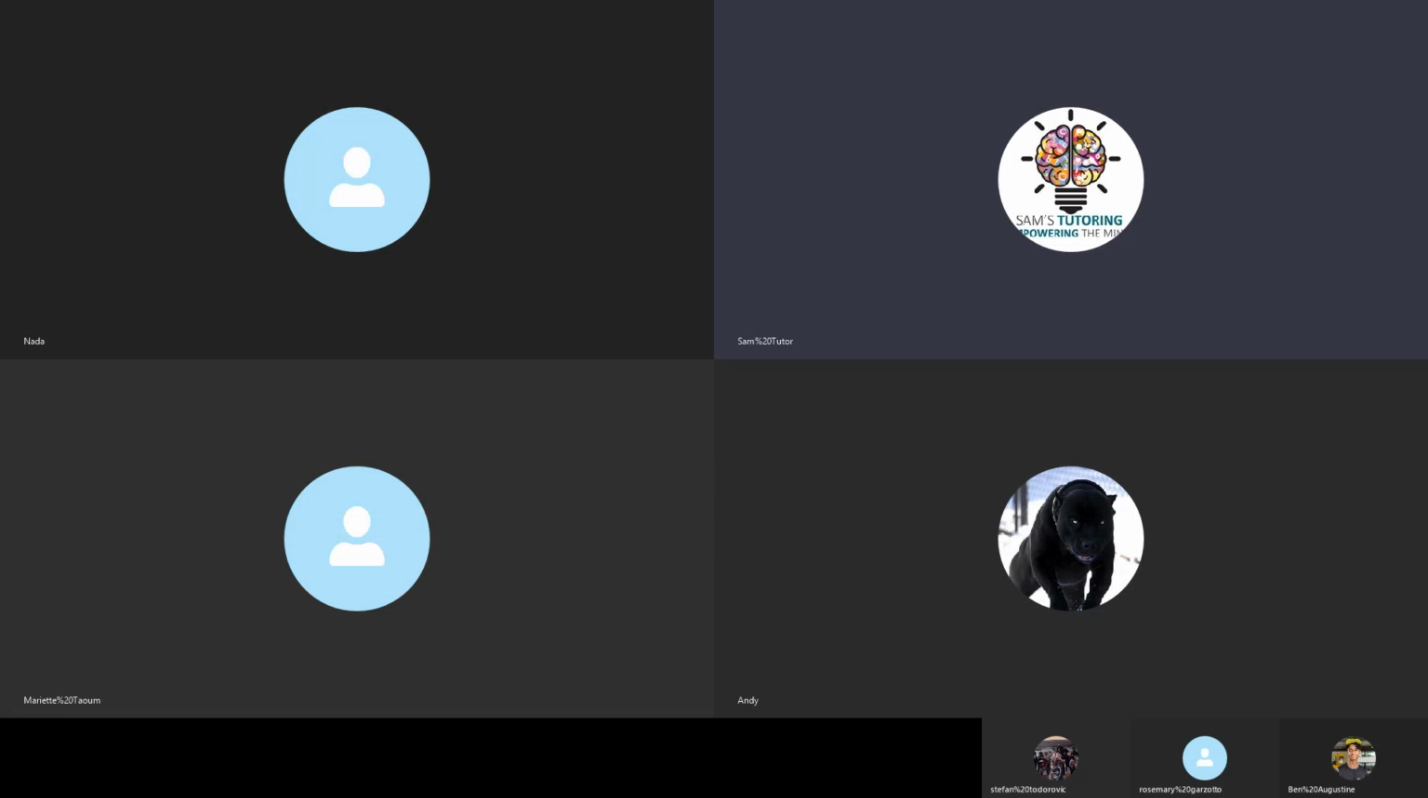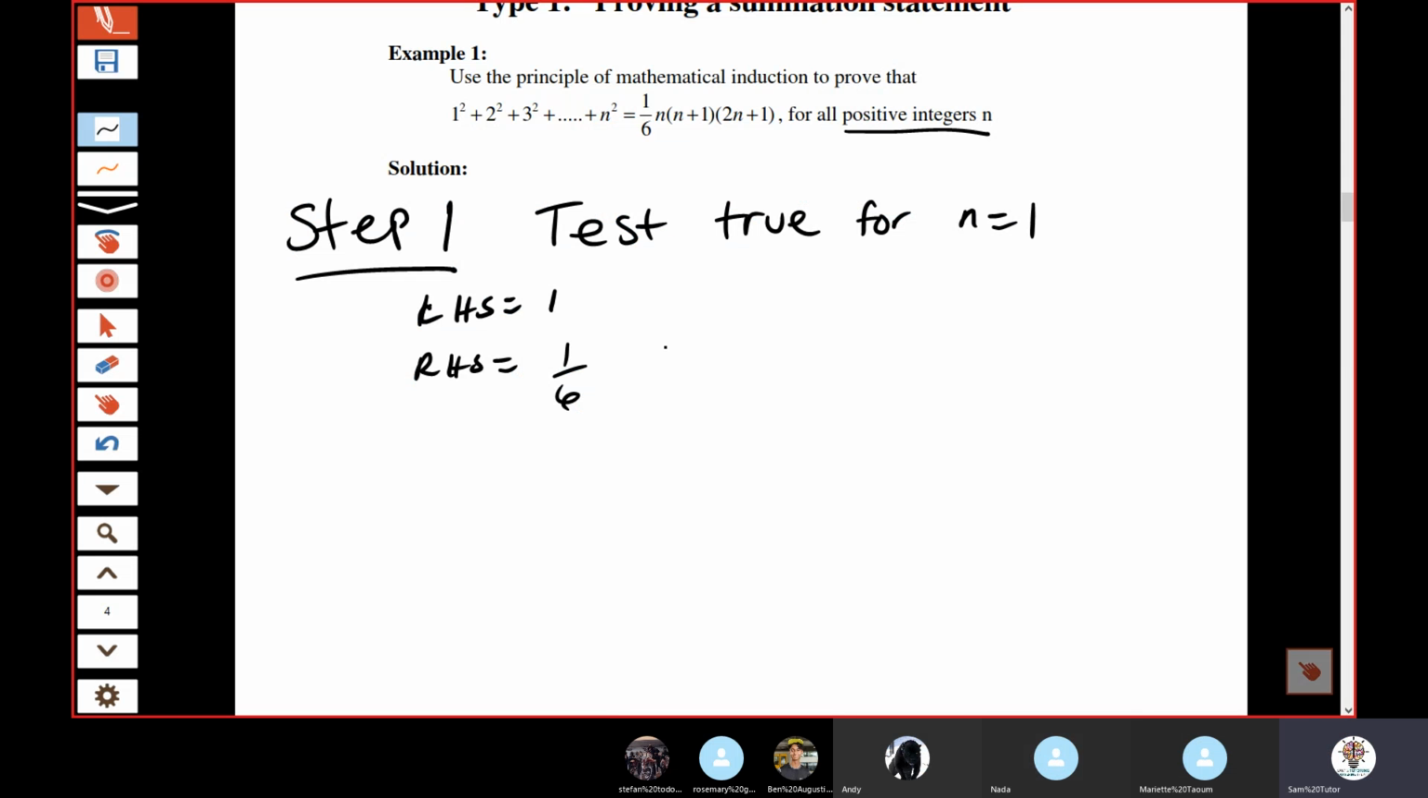Right hand side equals 1 on 6, sub it into the right hand side. 1, 2, 3, 6 times 1 on 6 is 1, therefore true. Whatever your teachers want, but that's pretty much done. Easy? Yep. Step 2.